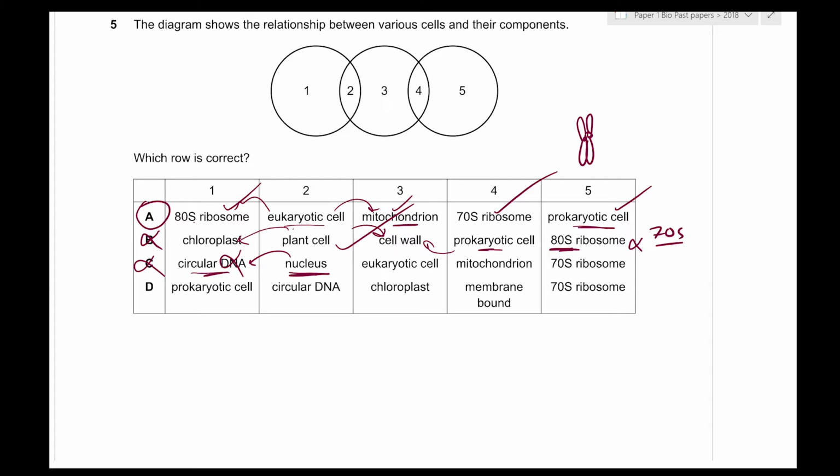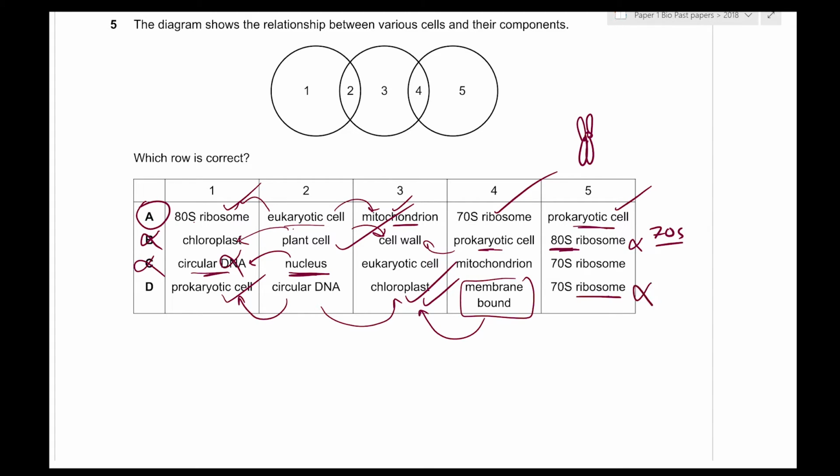Now here, prokaryotic cells do have circular DNA in the cytoplasm, so this is correct, and chloroplasts also do have circular DNA, so this is correct. Now, membrane bound here, chloroplasts are membrane bound, so this is correct, by a double membrane. However, here it's assuming that ribosomes are membrane bound. However, ribosomes are actually not covered by a membrane whatsoever. They are non-membrane bound.